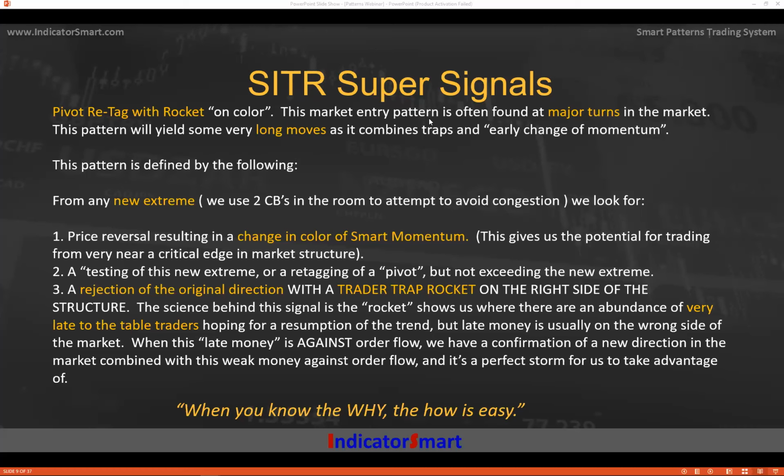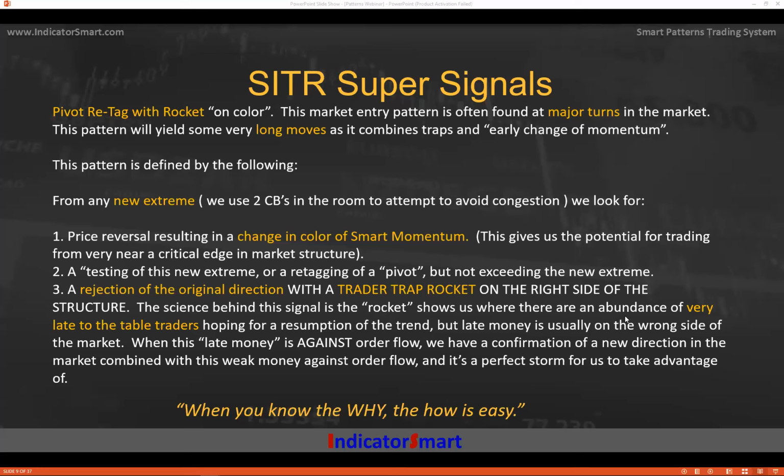And it combines trader traps and early change of momentum at market turns. We find a new extreme. We look for price reversing. I'm going to get the cliff notes. We test the new extreme, retag it, the rejection of the original direction, with a rocket. I'm going to talk about the science behind that on the chart.